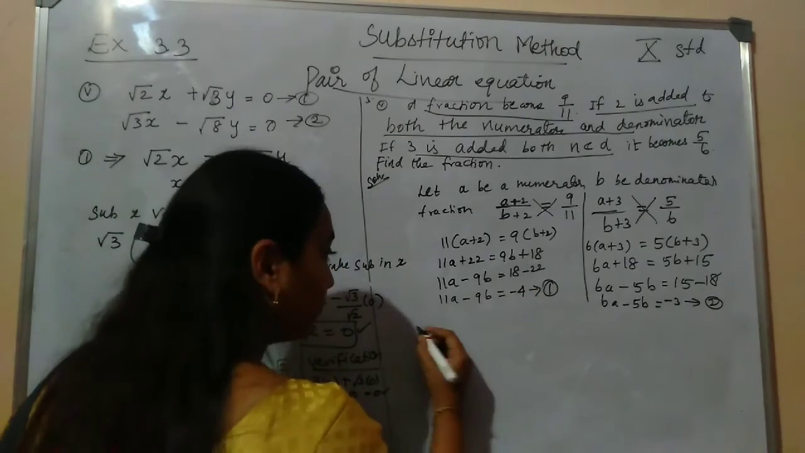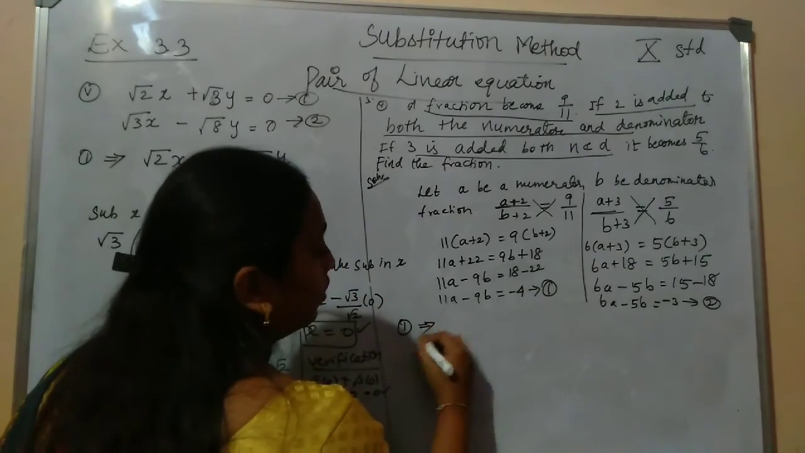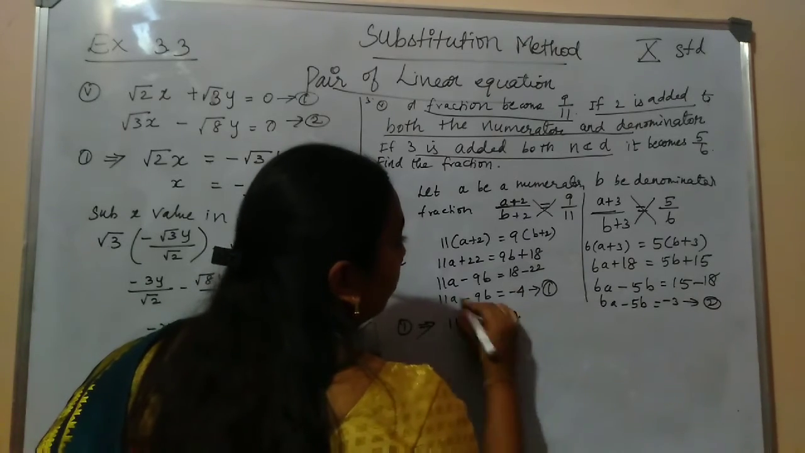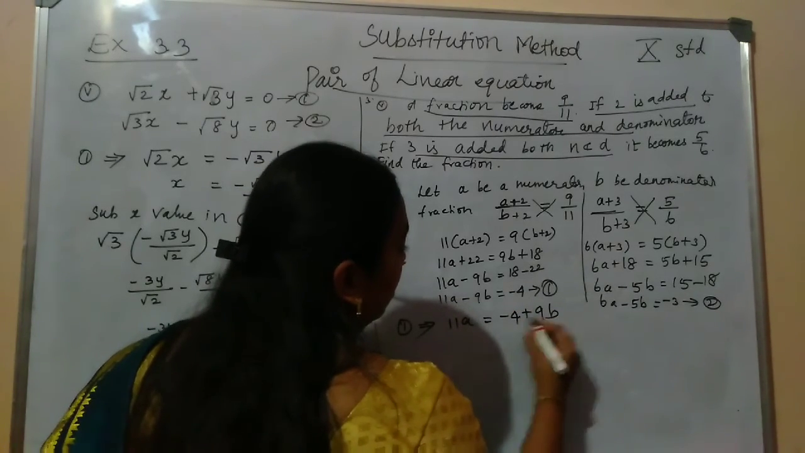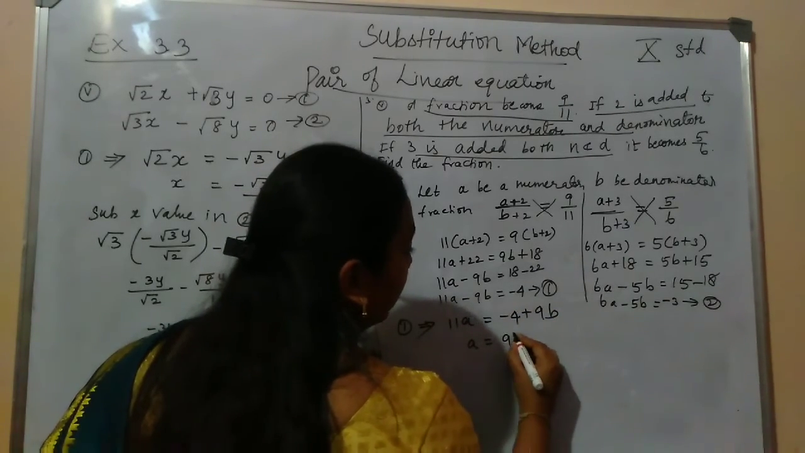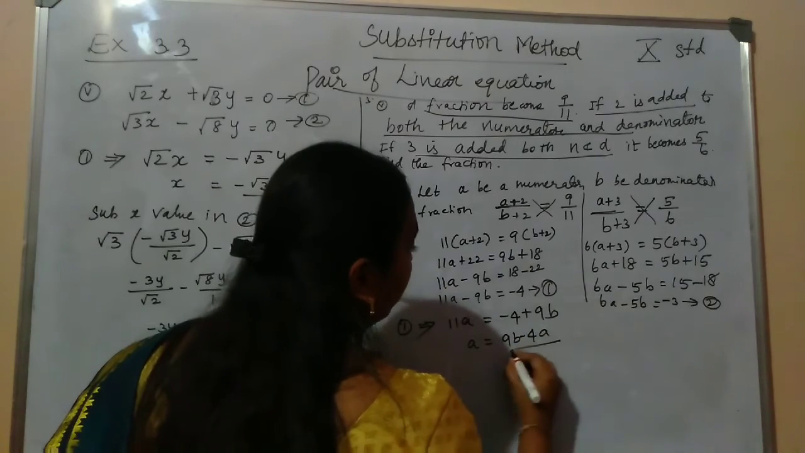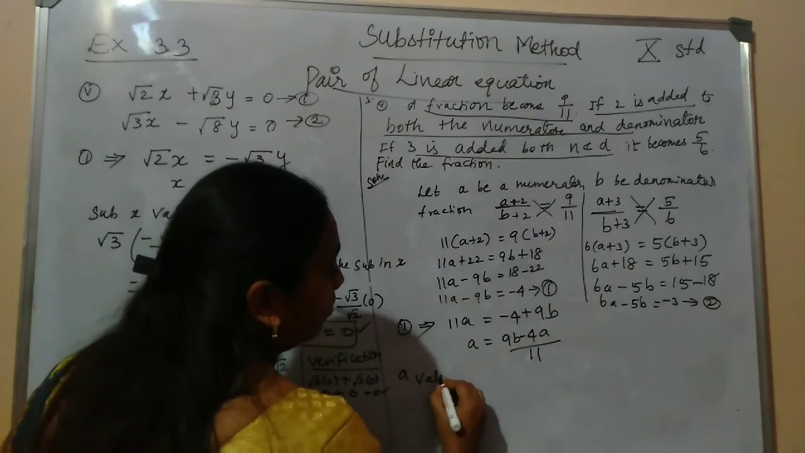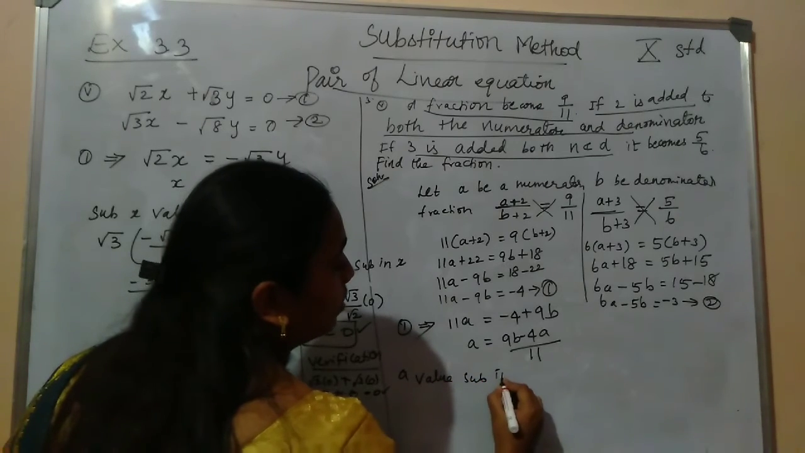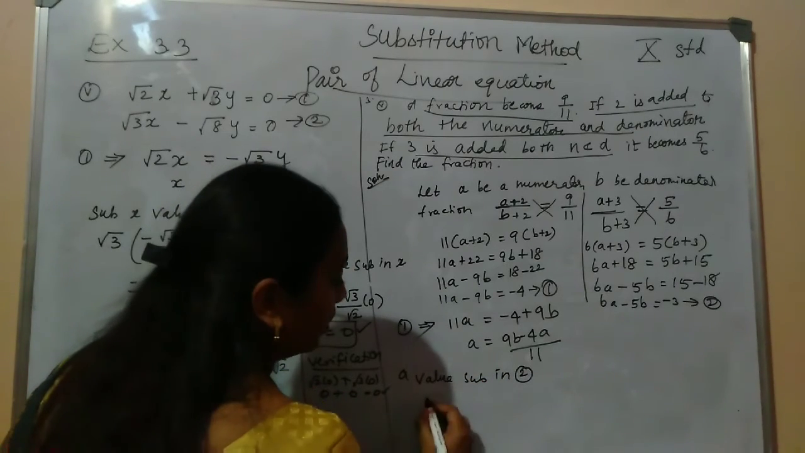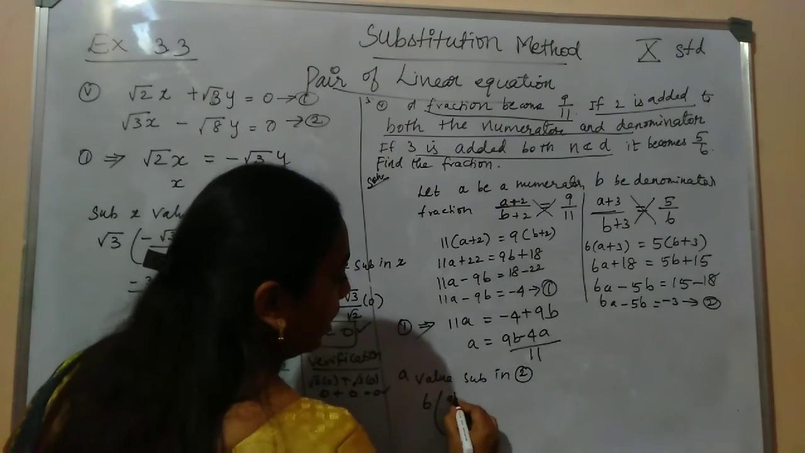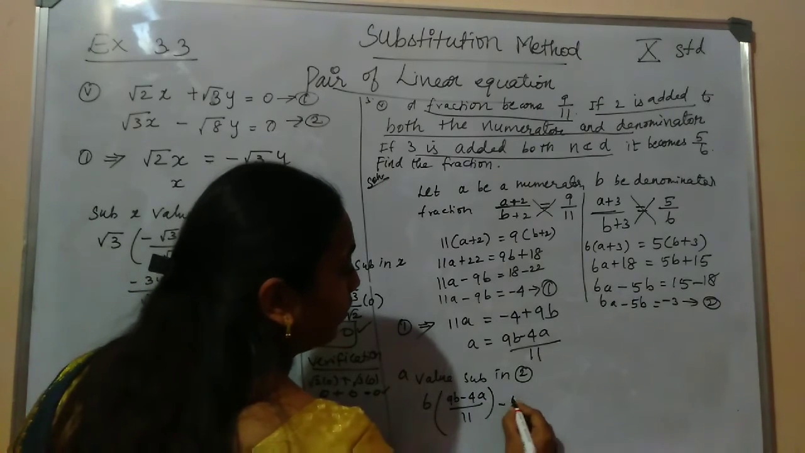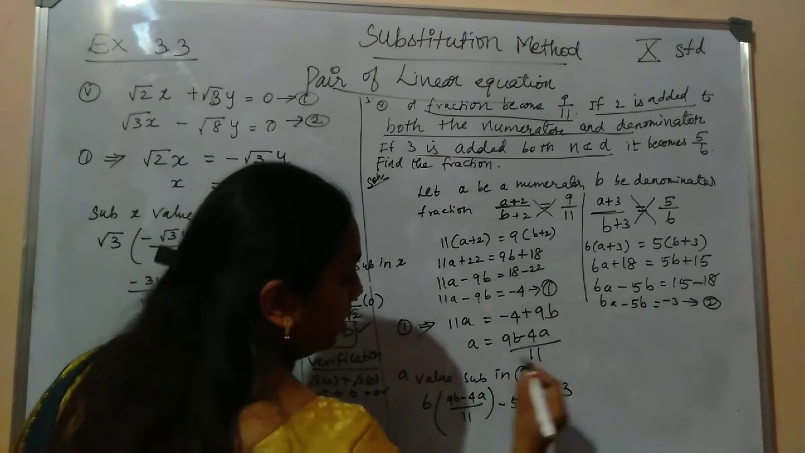From equation 1, I want to find the a value. So keep a aside. Minus 4, so plus 9b. So a is equal to (9b minus 4) divided by 11. This is the a value. So this a value, substitute in equation 2. What is it? 6 into (9b minus 4) divided by 11, minus 5b equals minus 3.